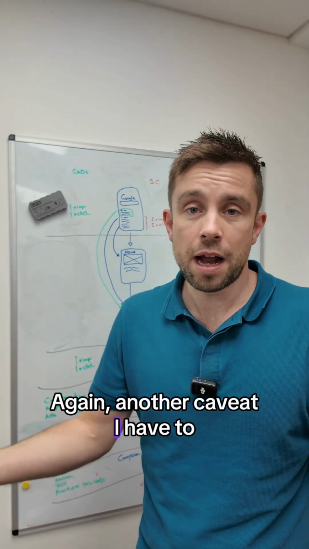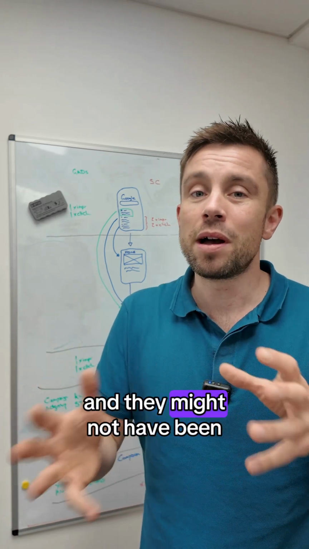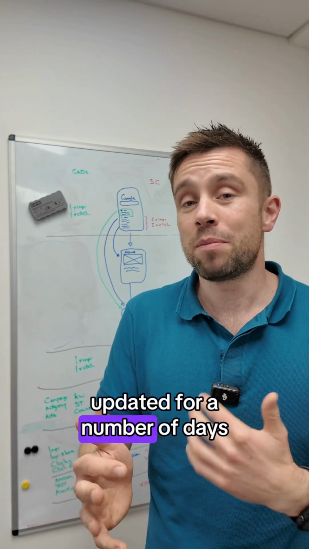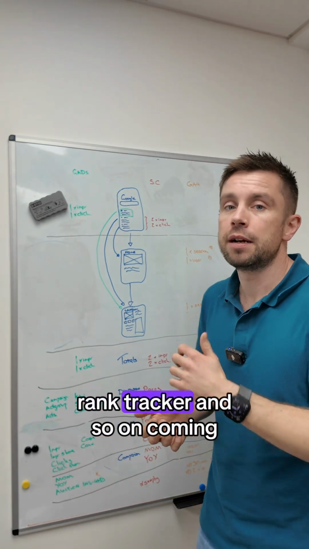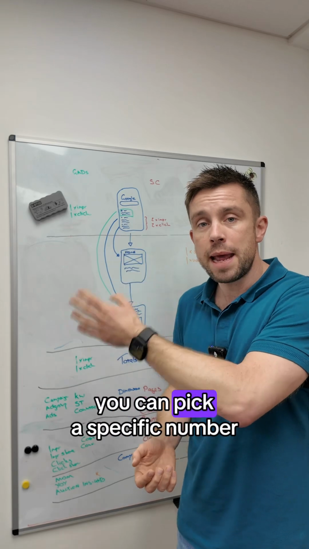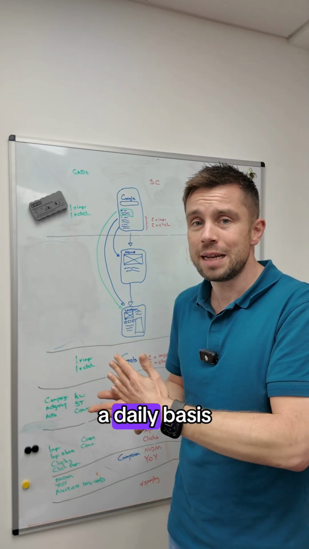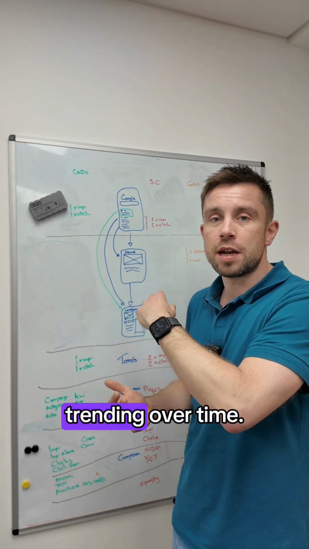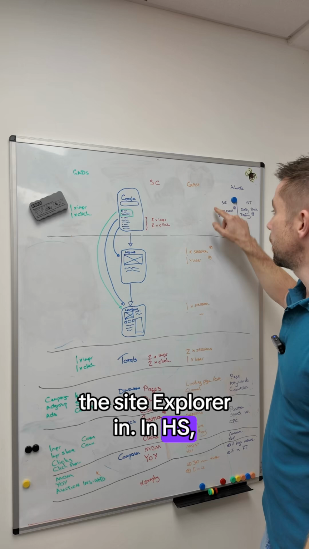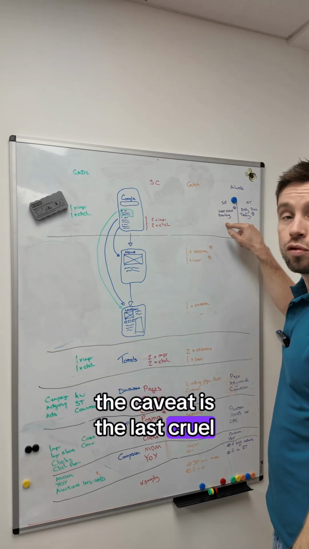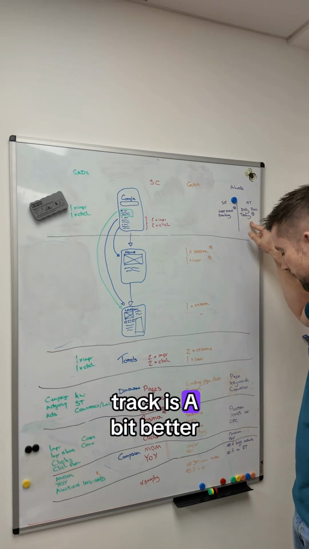Again, another caveat I have to introduce with Ahrefs is that in its standard reporting, you'll look at the keywords and they might not have been updated for a number of days or weeks. So that's where tools like their daily rank tracker come into play, because then you can pick a specific number of keywords you want to monitor on a daily basis and see how they are trending over time. If you use the Site Explorer in Ahrefs, the caveat is the last crawl date it did for that keyword, and that's why the daily rank tracker is a bit better.